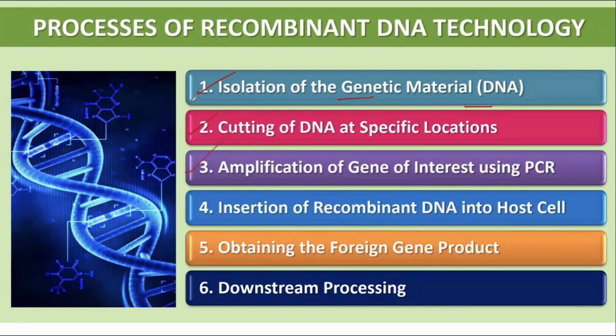Third, we can amplify the gene of interest using PCR, and this is one of the most important things that we'll be learning in this chapter. And the fourth is insertion of this rDNA into the host cell. After the ligation and everything, we will put this DNA into the host cell. And from the host cell, we'll be getting the foreign gene product. After this gene incorporation into the host, we will get our product, the gene product, in this case, let's say it's the insulin. And then we'll do the downstream processing, which is purification of this product for human uses.